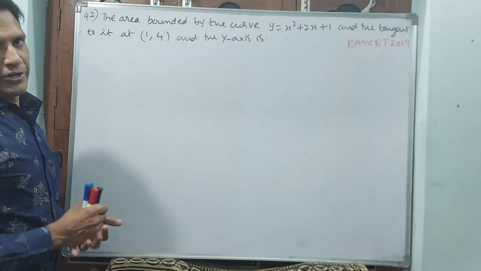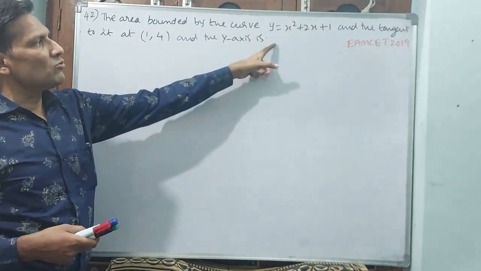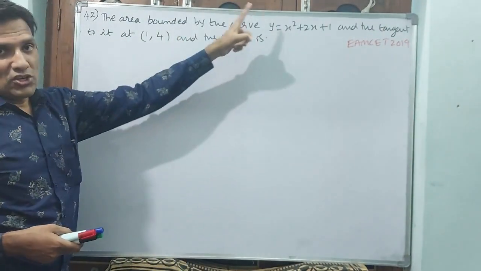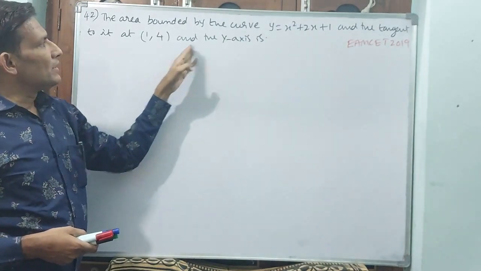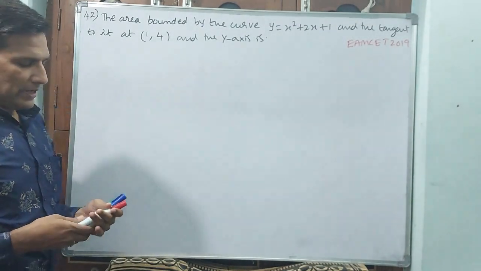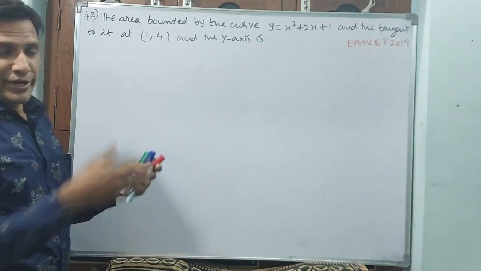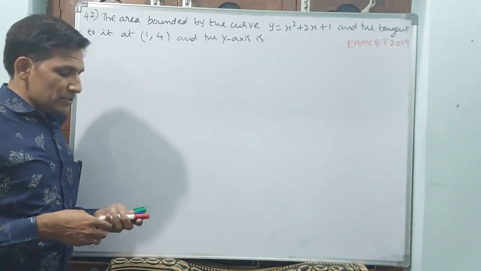See question number 42. The area bounded by the curve y is equal to x square plus 2x plus 1 and the tangent to it at 1, 4 and the y axis. All you have to take. Okay, y axis also you have to take, the curve you have to take, and the tangent also you have to take. In between area they are asking. Okay, a little bit of calculation we have to do here.